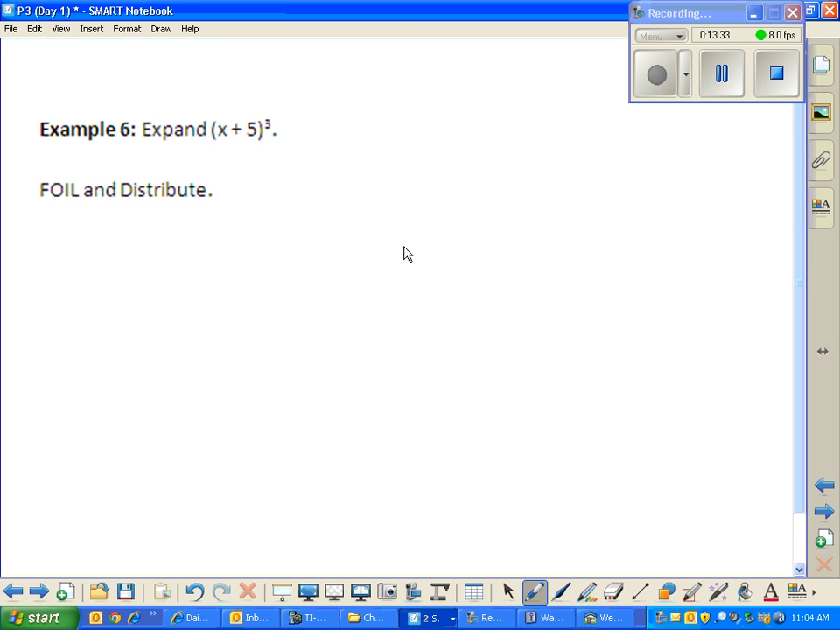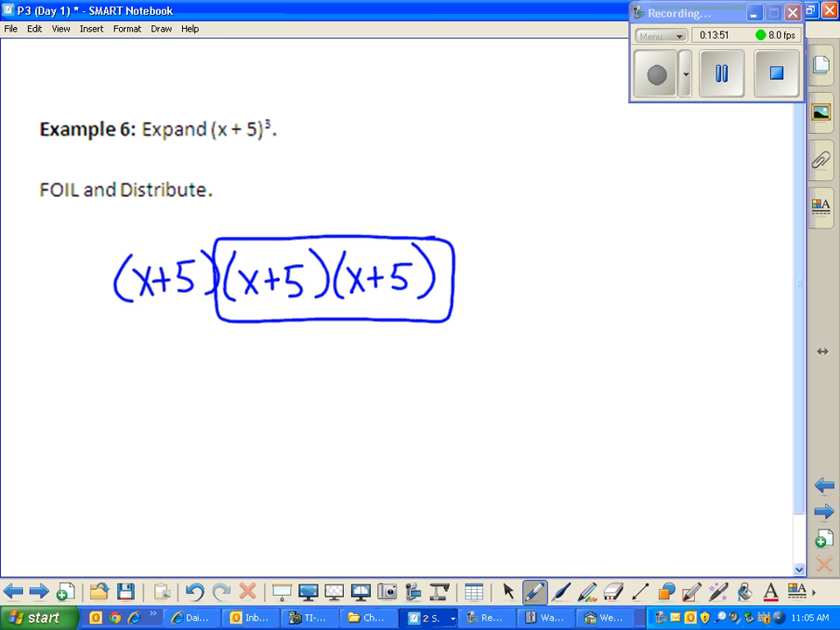Now we were just talking about how you are not allowed to distribute that exponent in when there's a plus or a minus in the parentheses. So x plus 5 quantity cubed literally means we have to take x plus 5 times x plus 5 times x plus 5. And then we FOIL these back two. Reason being, that's personal preference. I like to FOIL the back two because then I have a binomial times a trinomial like we already did together as a class. So I'm going to FOIL the back two binomials, and here's how that's going to look.